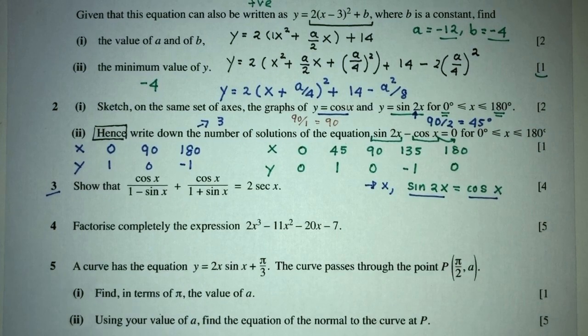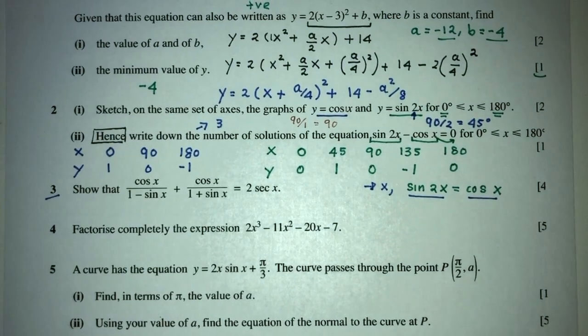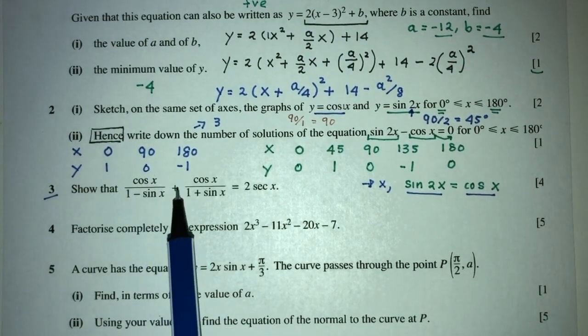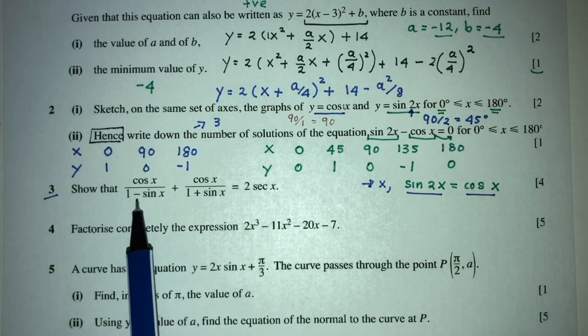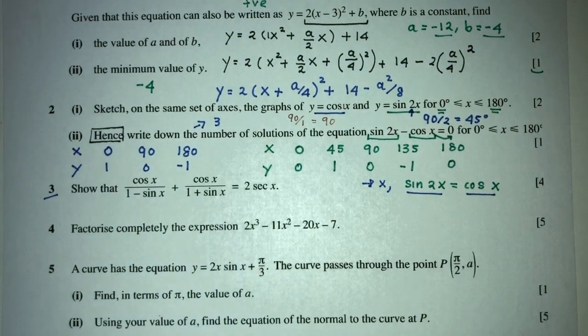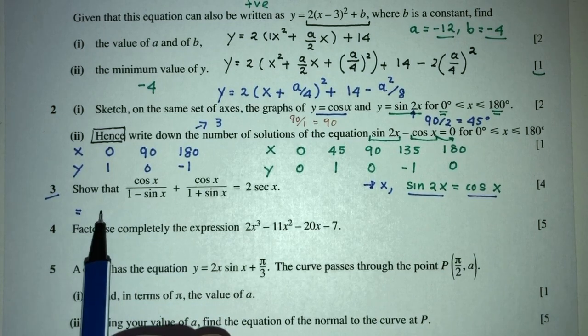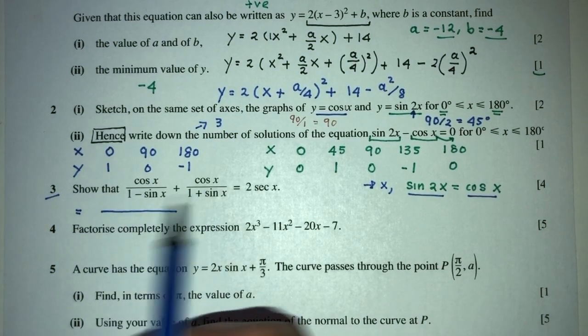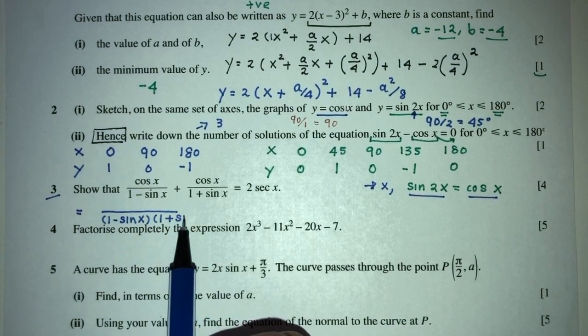So we have to show the left hand side becomes the right hand side. As always, we have to proceed step by step. So here we have one fraction plus another fraction. As you can see, the bases are different. Here we have 1 minus sine x, and here we have 1 plus sine x. So how do you solve addition between two fractions which have different bases? You will first have to change the base to make it become the same. One way of doing that is to multiply them by each other. So this multiplied by this will be 1 minus sine x times 1 plus sine x.